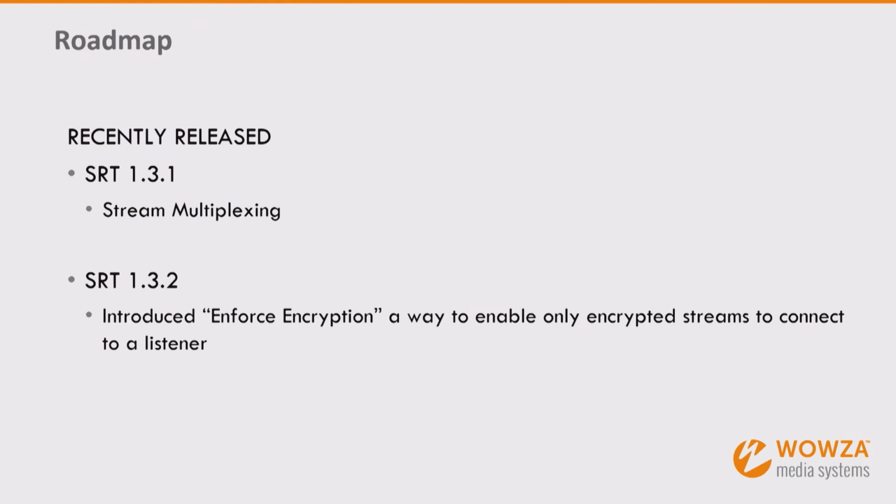In SRT 1.3.2, we announced an important new feature which allows the ability to enforce encryption on a listener waiting for a caller to call in. So when the service is openly available in the cloud and you want to encrypt it, this feature would mean that unencrypted streams are rejected. This is great for a listener because it prevents the ability to effectively block or deny a service attack on a port by sending unencrypted streams.